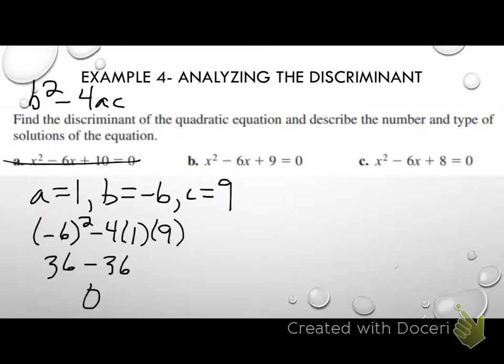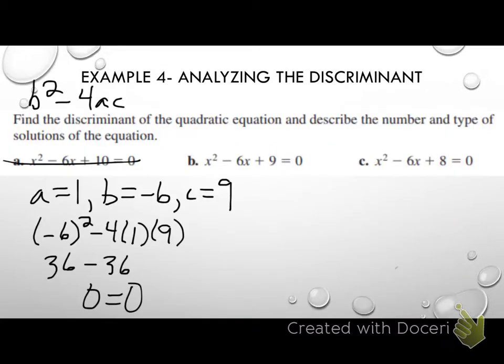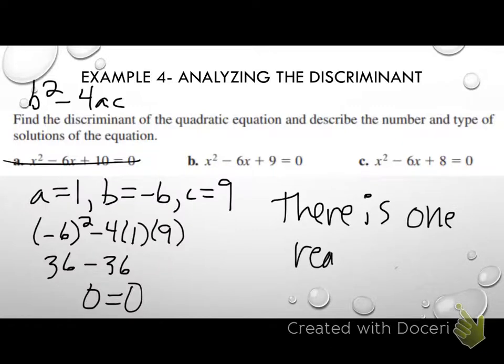Is 0 greater than 0, equal to 0, or less than 0? Equal to 0. So if my discriminant equals 0, how many and what type of solutions do I have? One real solution. So I would say there is one real solution for letter B.